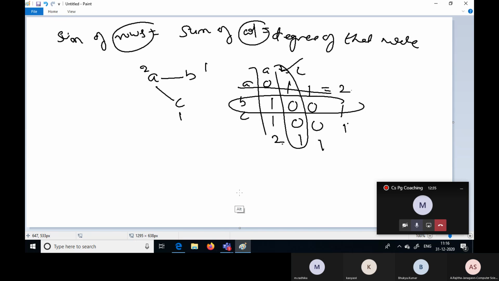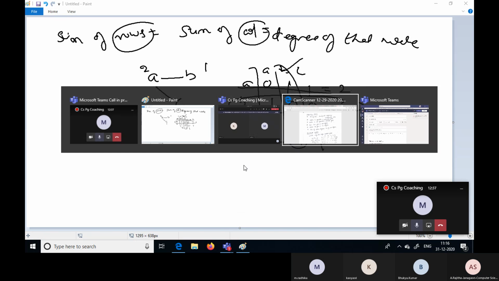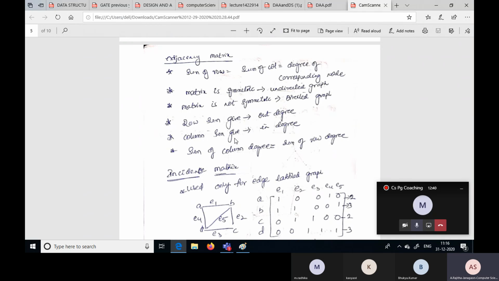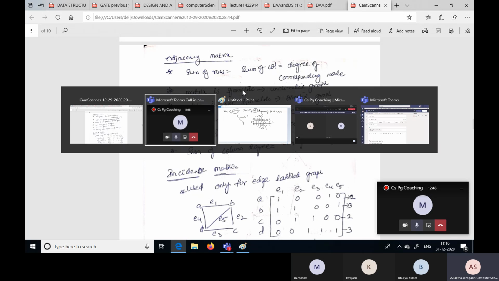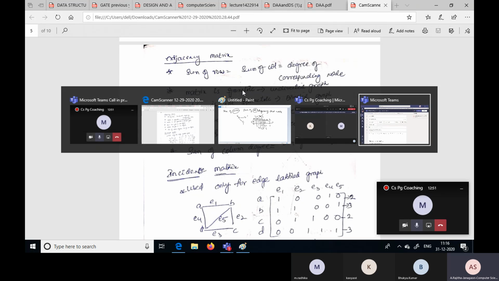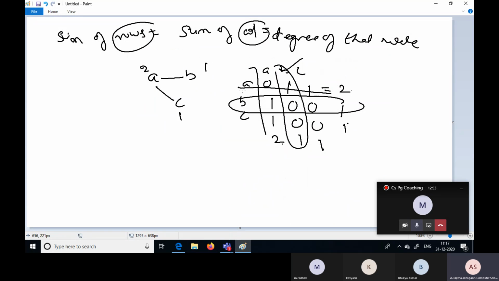Now second point, the matrix is symmetric. So in an undirected graph, the matrix is a symmetric matrix. Suppose you observe this is the matrix. Suppose you write this one like this, 0 1 1, so 0 1 1 like this. Okay, and rows into columns and columns into rows. So that means if the matrix equals its transpose matrix, then the given matrix is called a symmetric matrix.